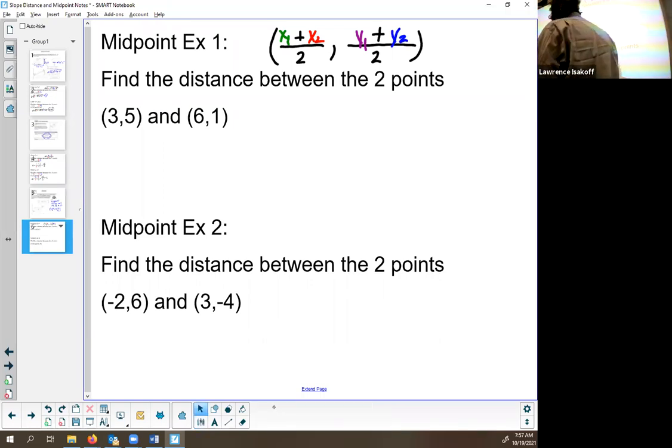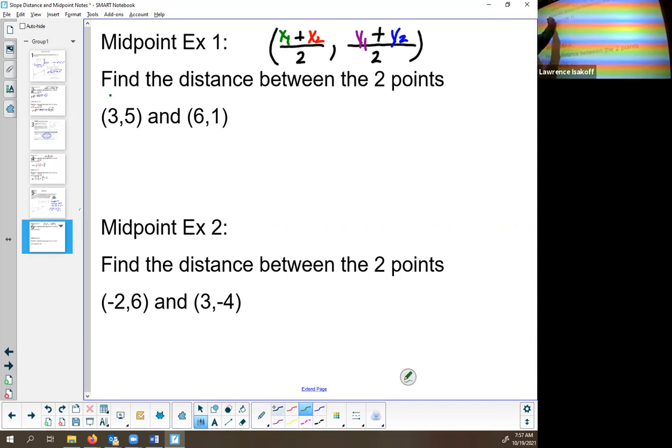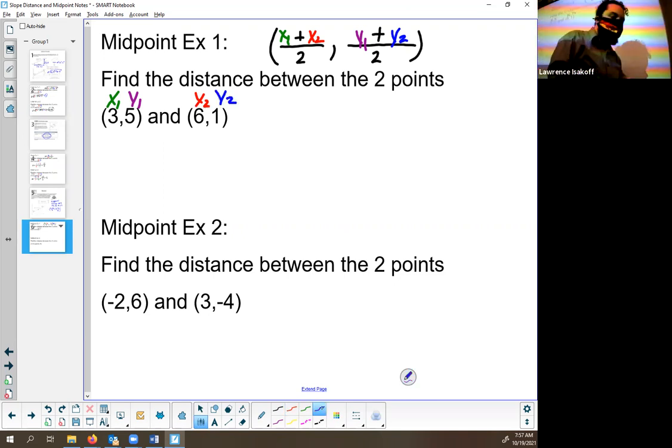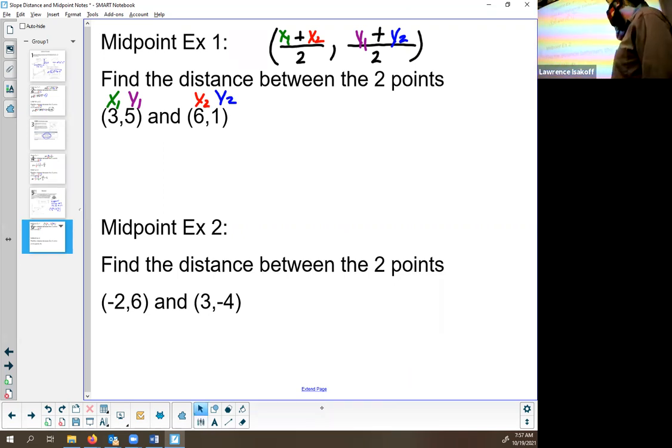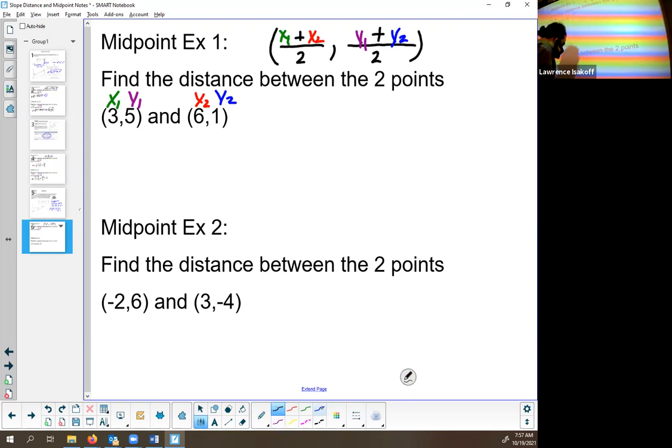So again, my values here, x1, y1, x2, y2. Yeah, just leave the door open so I can kind of see inside what you pass. So x1 plus x2 divided by 2. That's where we're going to start.